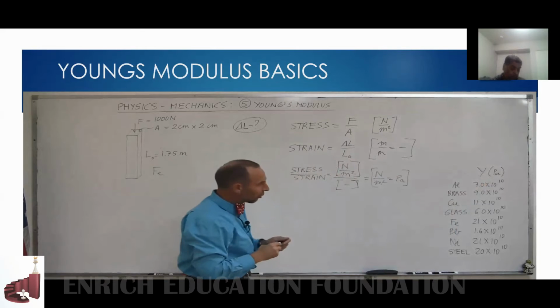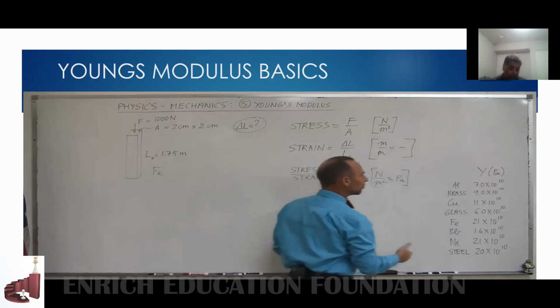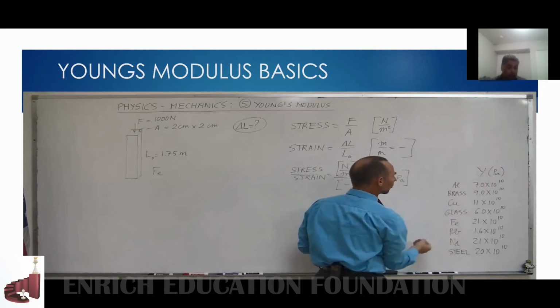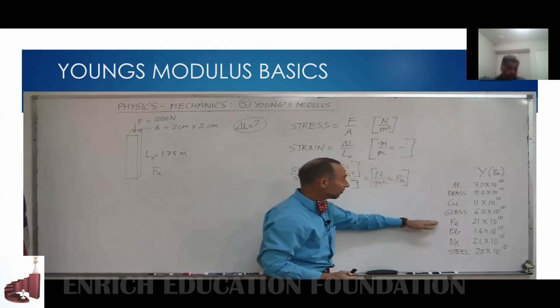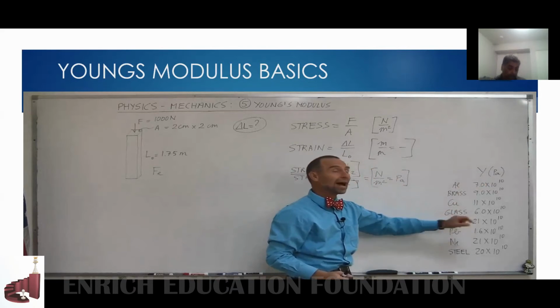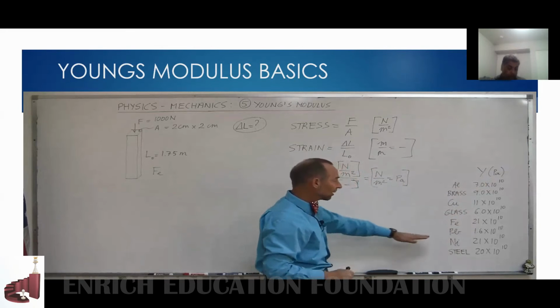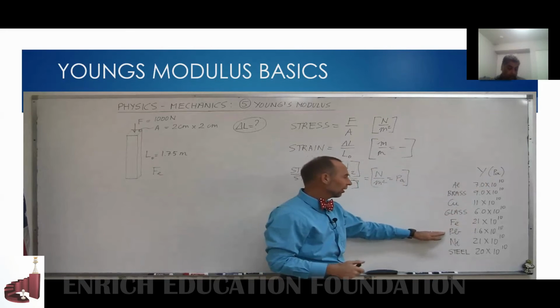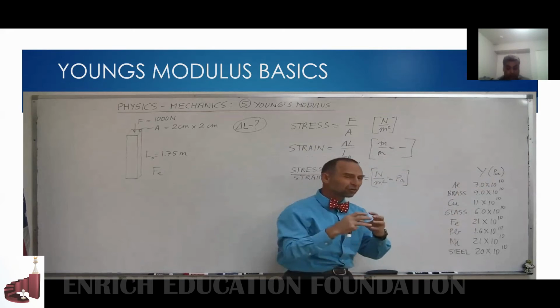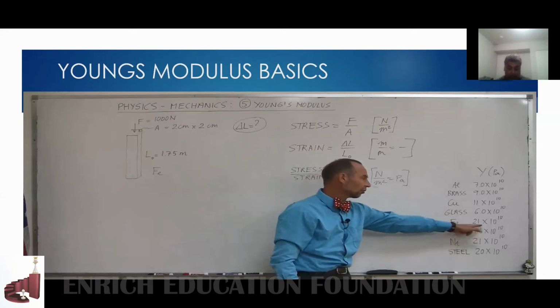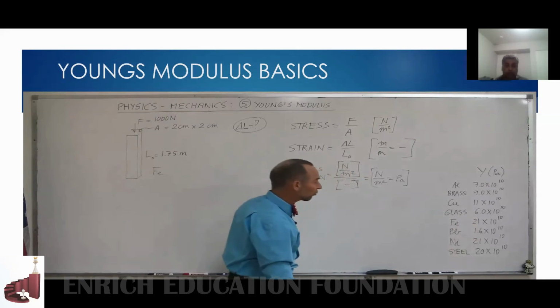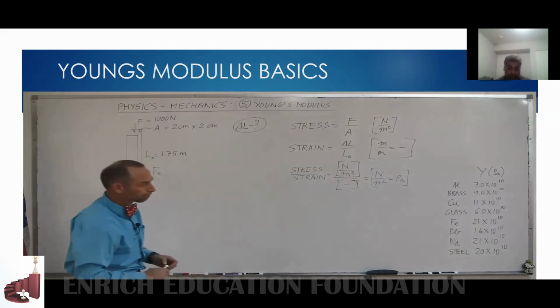And just for reference, we put down some Young's moduli numbers for various materials: aluminum, brass, copper, glass, and so forth. Notice iron is a fairly strong material. It has a very high Young's modulus. And then something like lead, which most of us have experienced, tends to be a very soft metal. We can deform it much easier, and you can see that Young's modulus for lead is much, much smaller than Young's modulus for iron or nickel or steel.